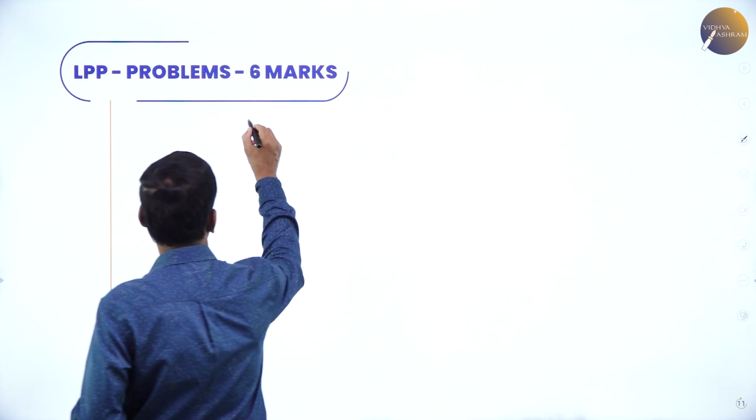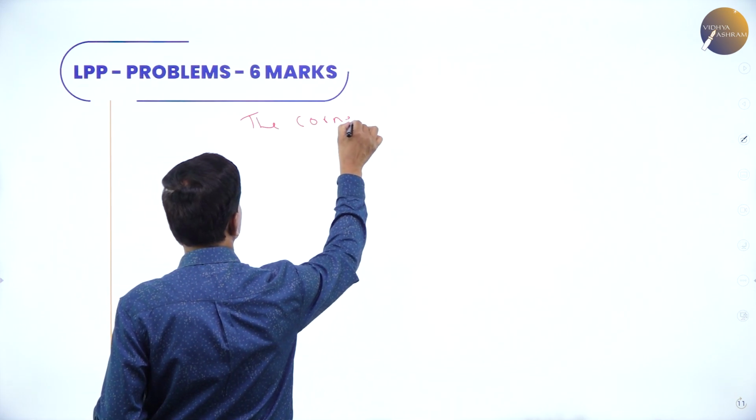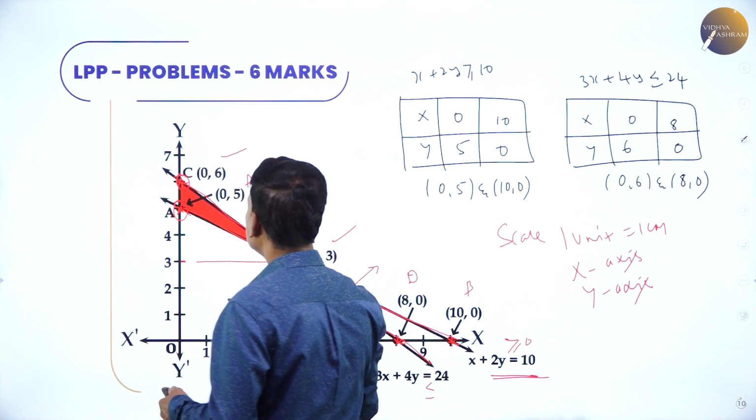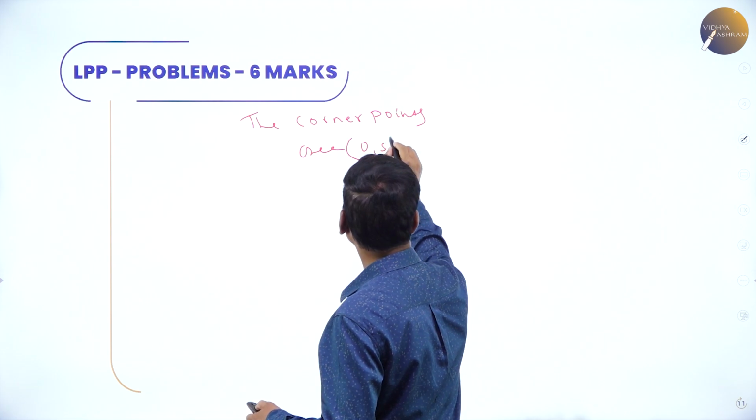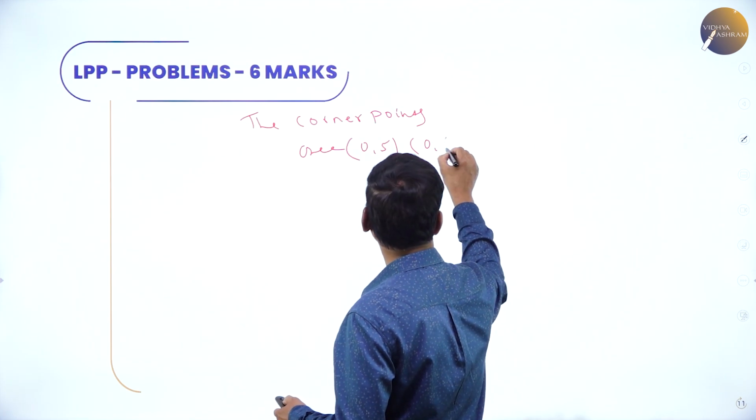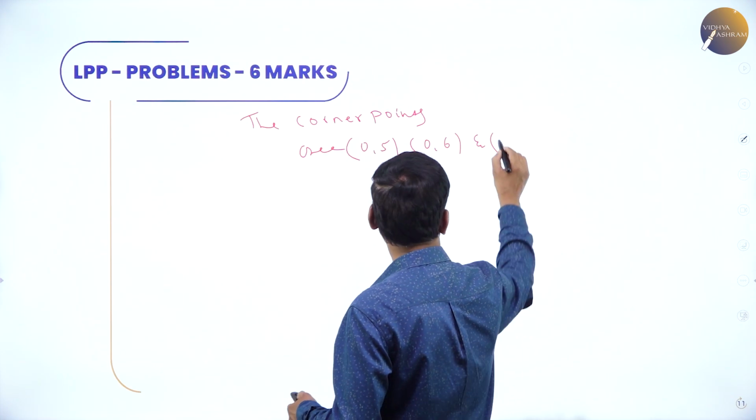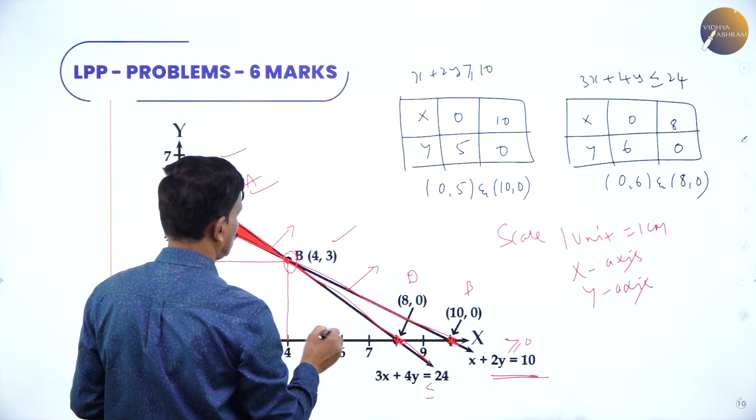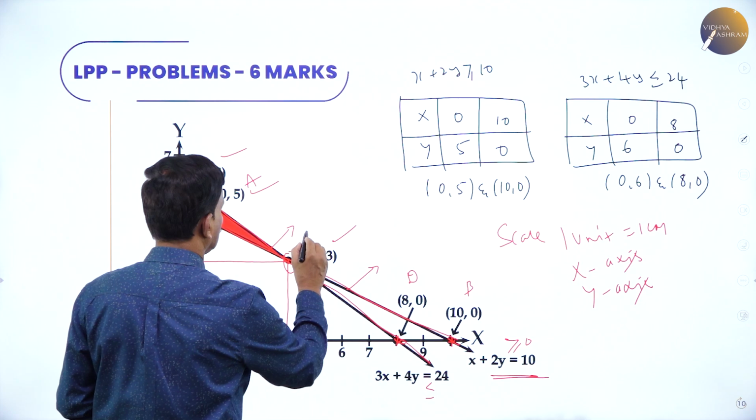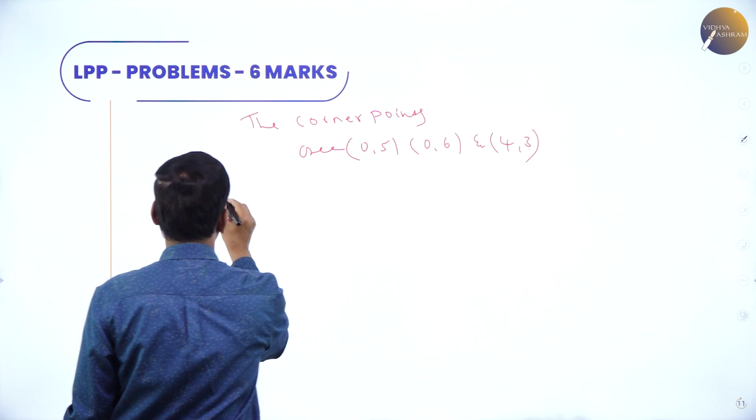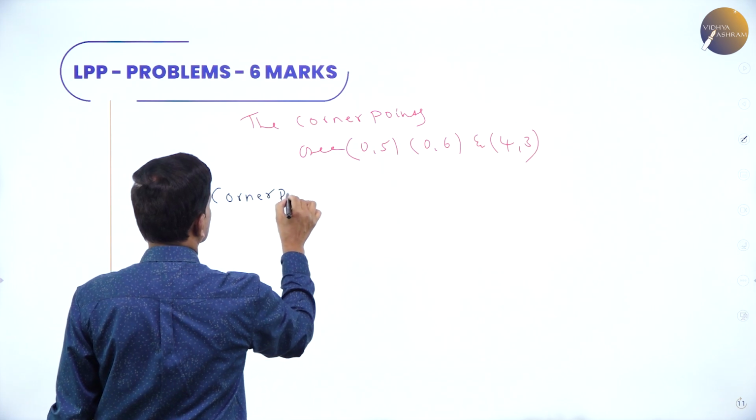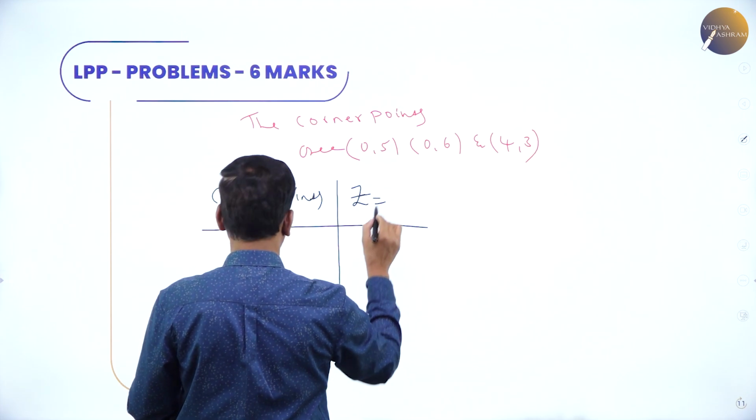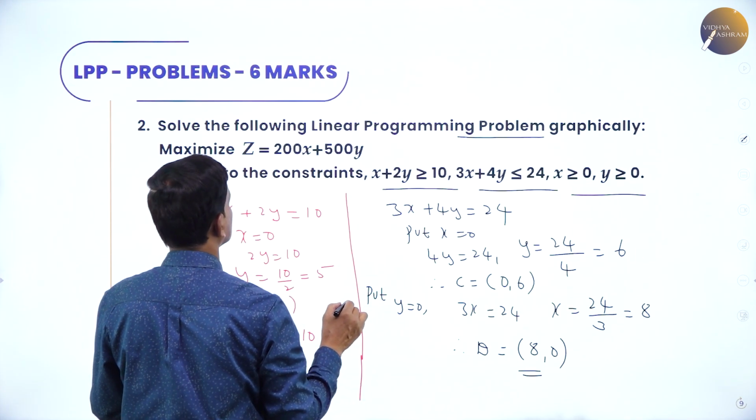Therefore, the corner points are A 0 comma 5, then C 0 comma 6, and 4 comma 3. Already we have taken A, B, C, D, so call this one E. Now, what are the corner points, and what is the objective function? Z is equal to 200x plus 500y.